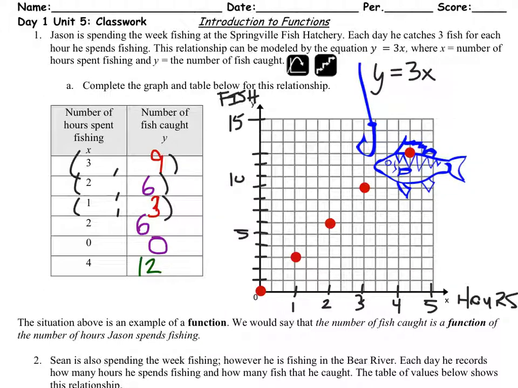And then the next one is the fishing count. There it is. I think I went over too far. Yeah, it should be right there. That's better. All right. So we've graphed all these points.